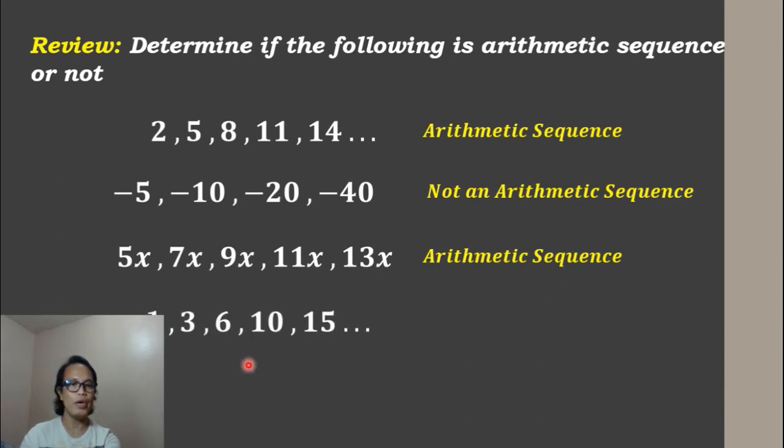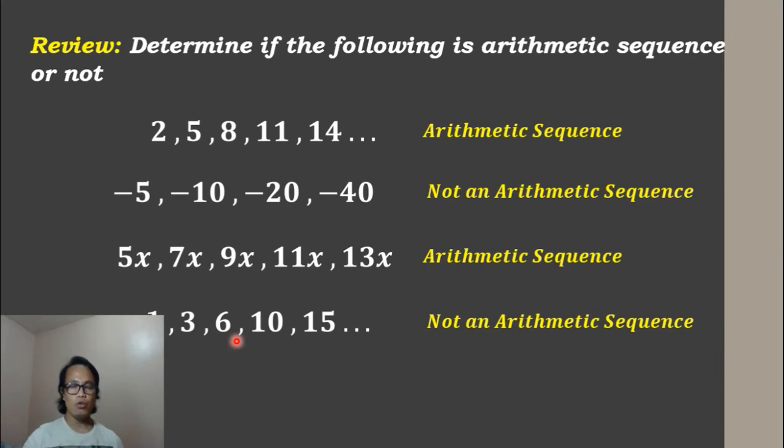Now for the last example, we have 1, 3, 6, 10, and 15, and we have 3 ellipses. That means the sequence is an infinite sequence. To check if this is arithmetic, we subtract 15 minus 10, which is 5. Then 10 minus 6 is 4. So we have 5 and 4. That means this sequence is not an arithmetic sequence because the difference is not constant. We have 5, we have 4, then 6 minus 3 is 3, then 3 minus 1 is 2. So this is not an arithmetic sequence.